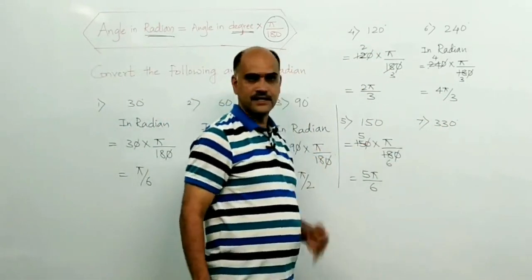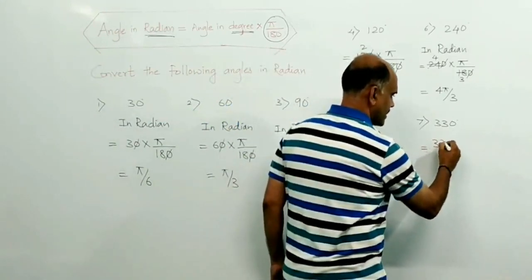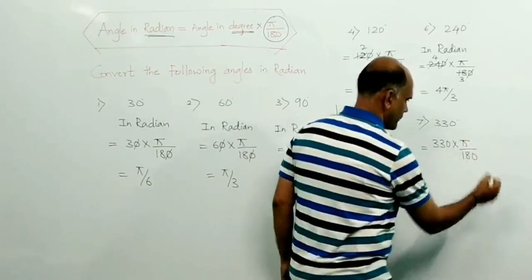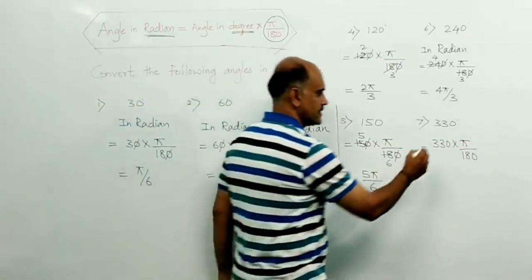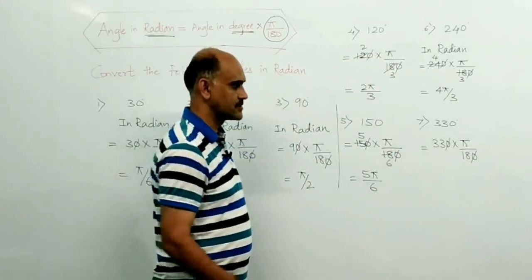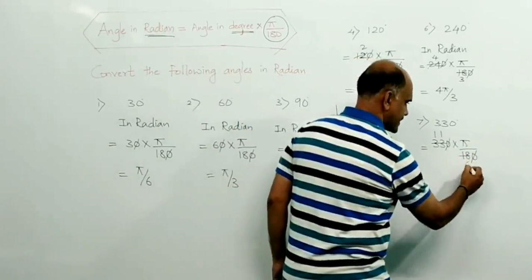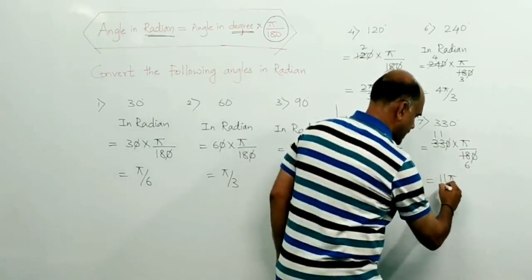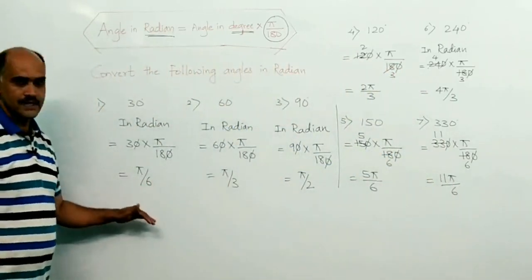Similarly 330. So if you convert 330 into radian, multiply by pi by 180. Again 0 gets cancelled. So in the 3 table you will get 3 11s are 33, 3 6s are 18. So the answer will be 11 pi by 6. Clear, students?